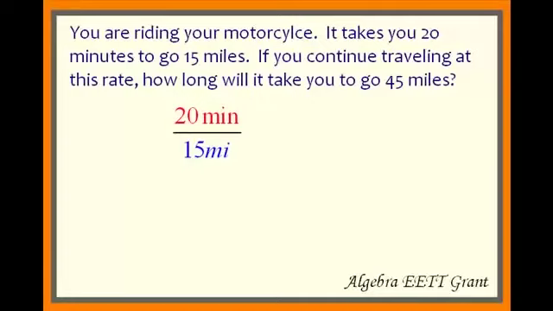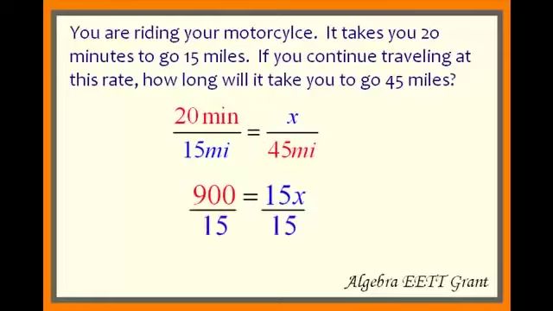Well, we set this equal to, we don't know how many minutes it takes, so it is x divided by 45 miles. To figure out how many minutes that trip takes, cross-multiply. So, 20 times 45 is 900 and that would be equal to 15x. Now, divide both sides by 15. 15s cancel out and 900 divided by 15 will give you 60. And what units? Well, that's minutes. So it takes 60 minutes to travel the 45 miles.